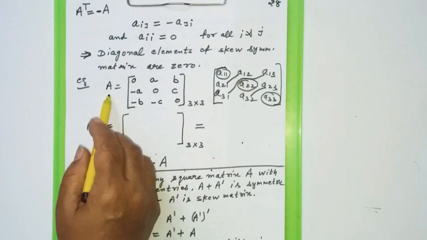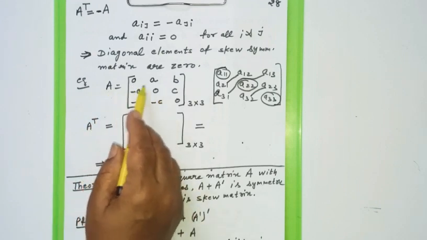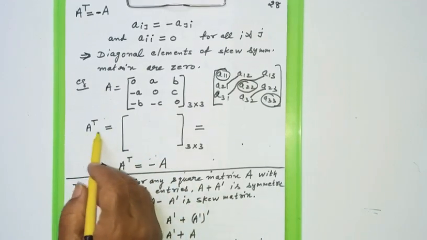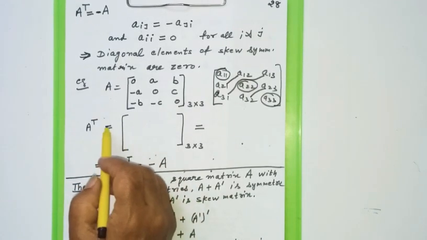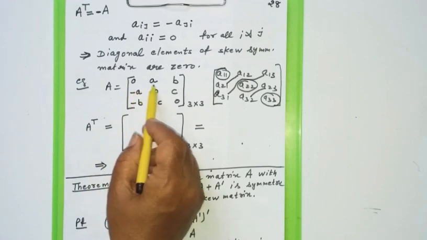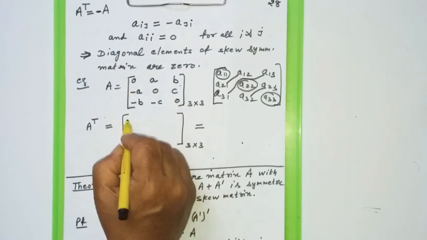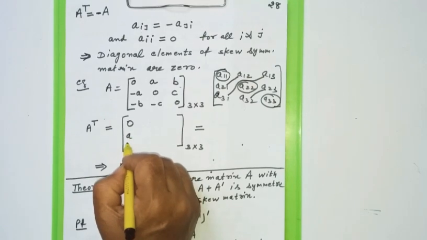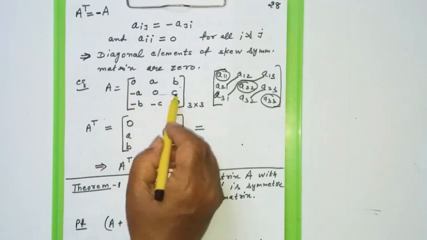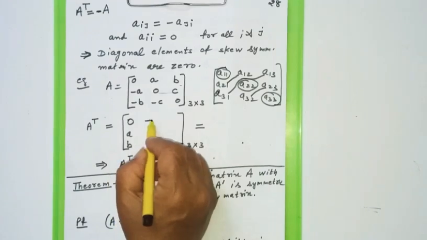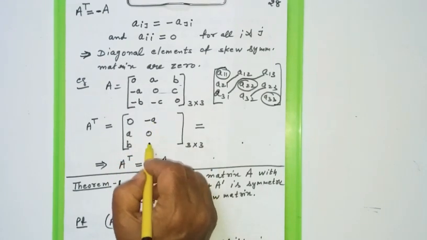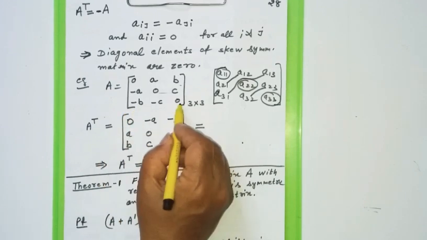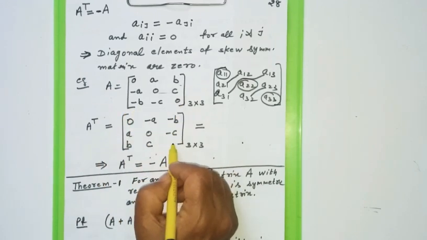Let us take one example. Consider this matrix A: 0, a, b; minus a, 0, c; minus b, minus c, 0. Let me write its transpose. To write its transpose, I read the row and write it as a column. So the first row here becomes a column: 0, a, b. Now I read the second row and write it as the second column: minus a, 0, c. Now I read the third row, minus b, minus c, 0, and write it as the third column.